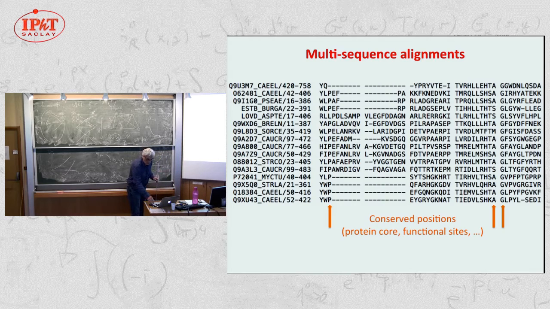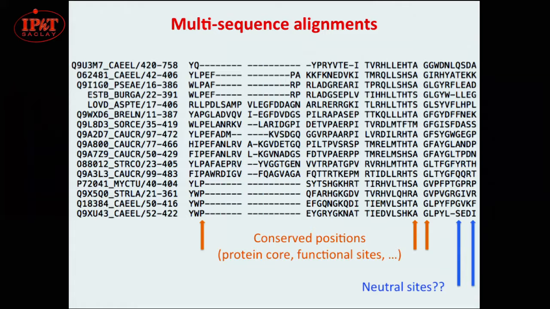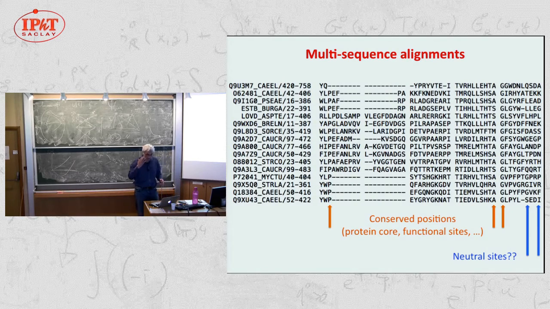But it has also been recognized over the last decade that some sites which look neutral, for instance here, where you see a lot of mutations seem to be possible, are actually not totally neutral. It's true that you can make mutations without apparently disturbing the protein too much, but these mutations are not independent from each other.